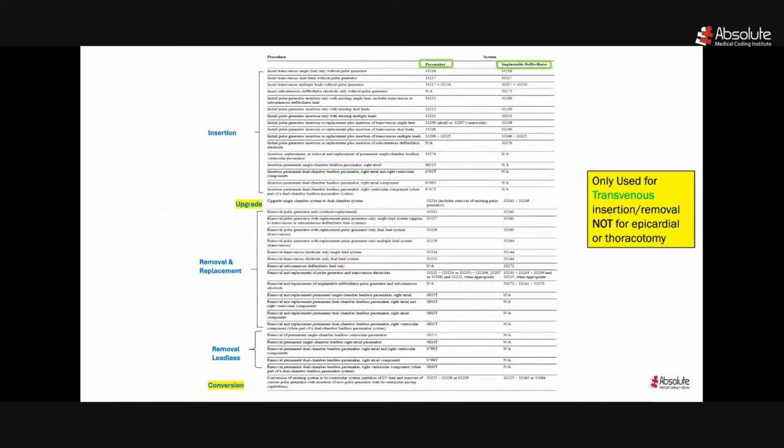Okay, coders, now we are moving on to the coding part. I hope you all know that we have a pacemaker and defibrillator chart in our CPT manual. Trust me, this chart is extremely helpful when you're choosing the correct codes. But here's a golden rule you must remember: these charts are used only for transvenous insertion and removal of pacemakers and defibrillators, and not for the epicardial or thoracotomy procedures.